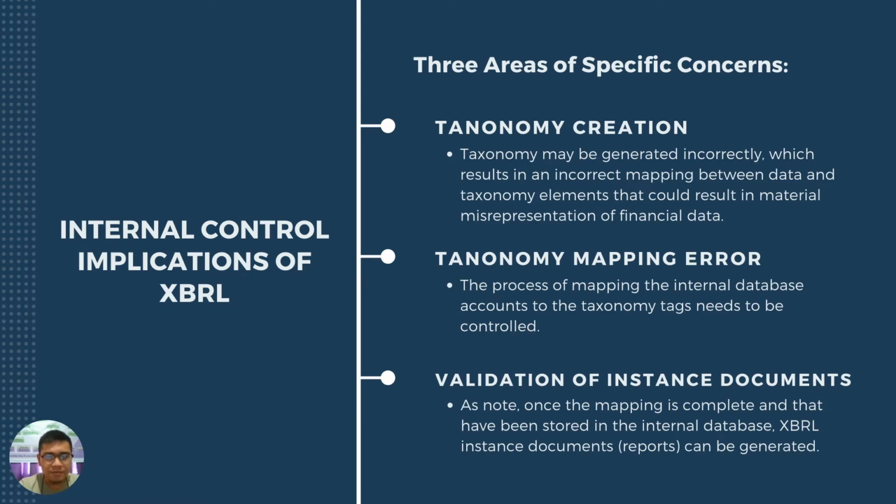Let's chop it out. Let's start with taxonomy creation. Taxonomy may be generated incorrectly, which results in an incorrect mapping between data and taxonomy elements that could result in material misrepresentation of financial data. Controls must be designed and put in place to ensure the correct generation of XBRL taxonomies.